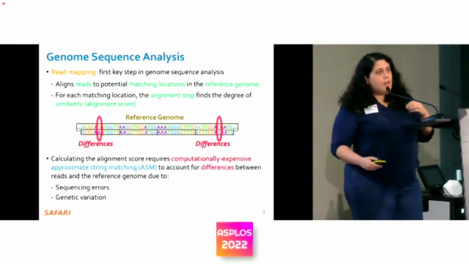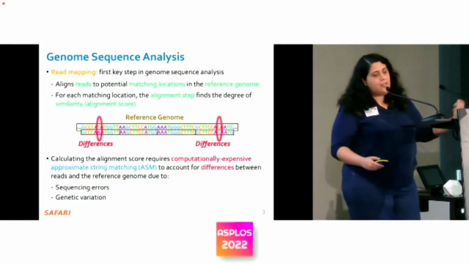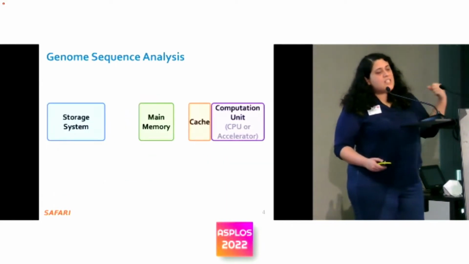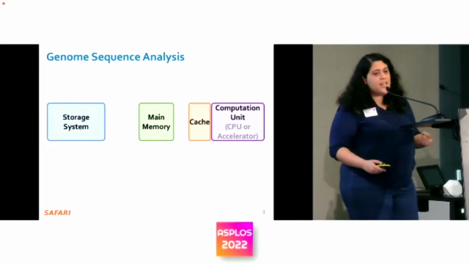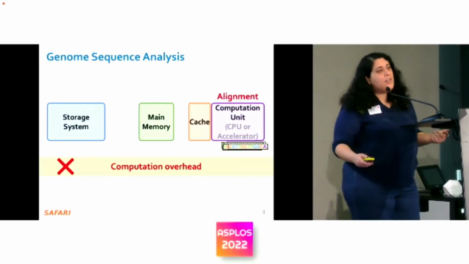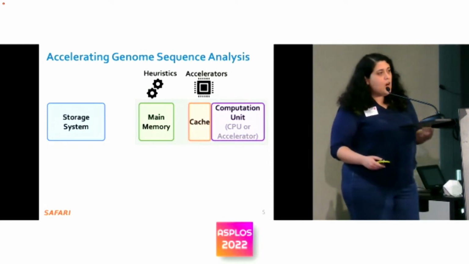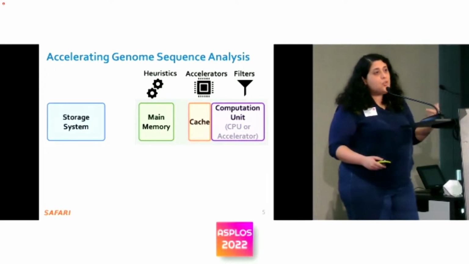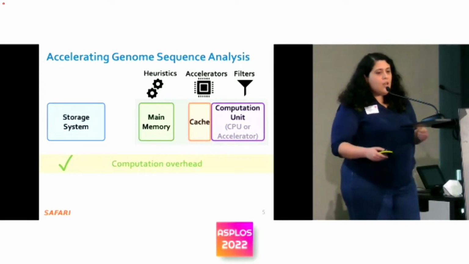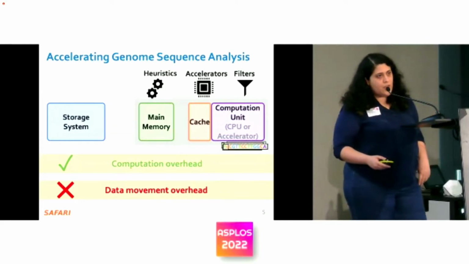Calculating alignment score requires computationally expensive approximate string matching to account for differences between the read and the reference genome. Read mapping performs this expensive computation on large genomic datasets containing millions of reads. Therefore, read mapping is both computationally expensive and incurs high data movement overhead from storage. There's been significant effort into improving read mapping performance by devising several heuristics, hardware accelerators, and filters that prune reads that do not require this expensive computation. While these approaches address the computation overhead in read mapping, they do not address data movement overhead from storage, whose impact becomes even larger after addressing the computation overhead.